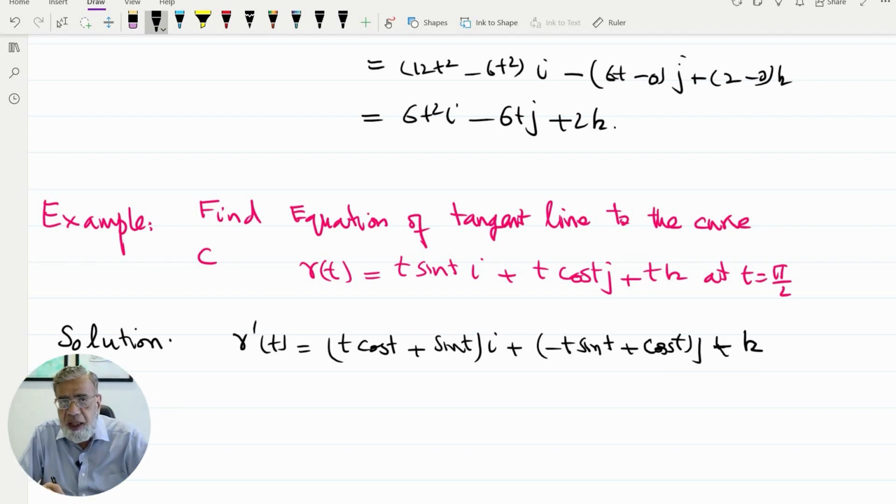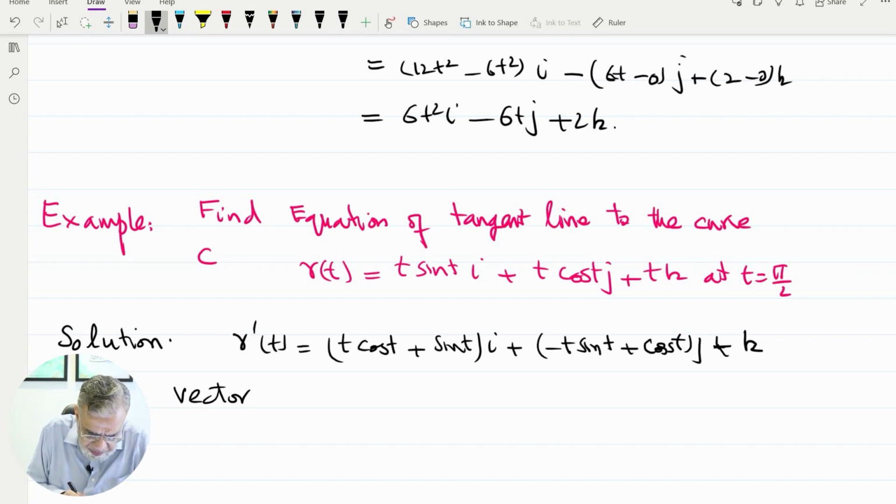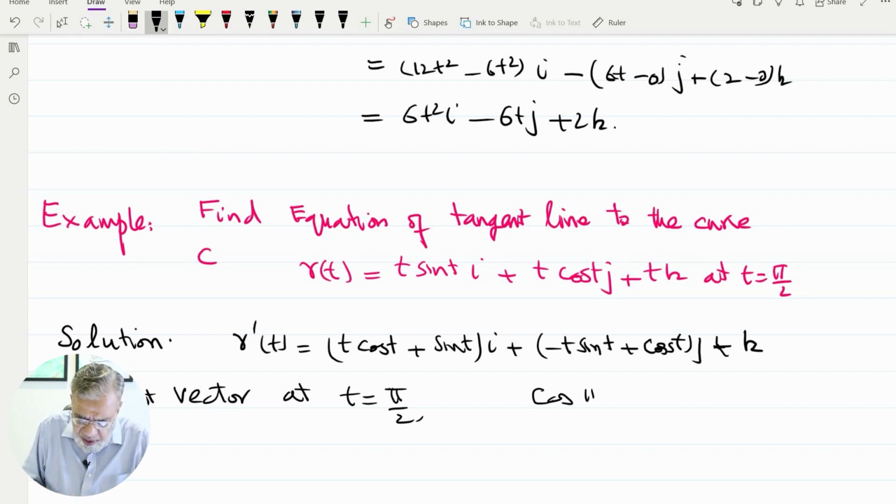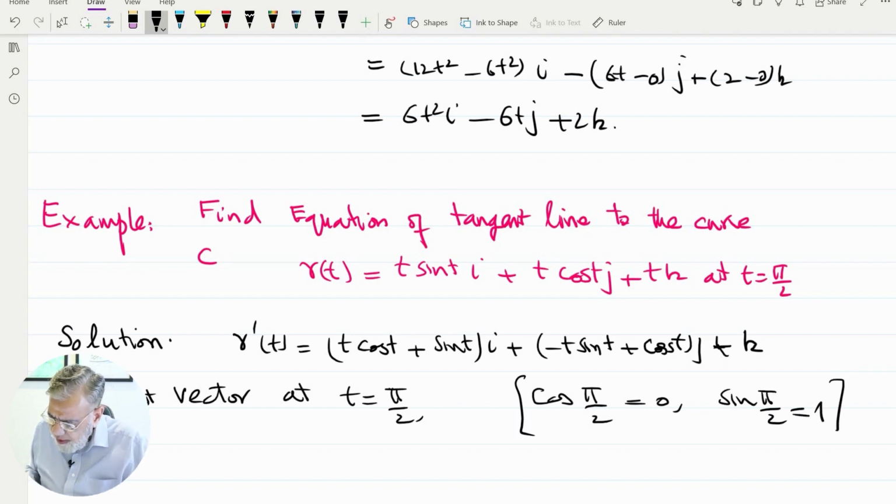We want to find r dash of t at the point pi by 2, and we also want to find the point. First I find the unit tangent vector at t is equal to pi by 2. I need the values: cosine pi by 2 is 0, and sine pi by 2 is 1. We use these values.